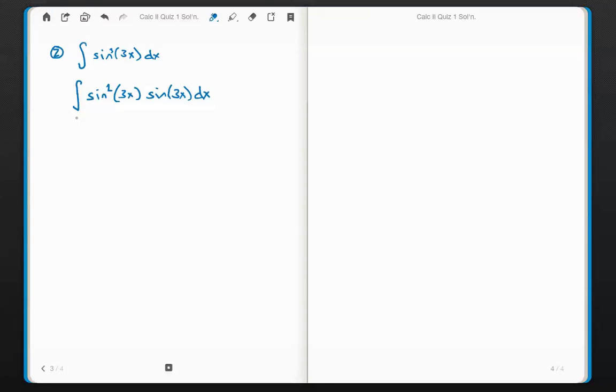Now, why would I do that? Because I can use the mother of all trig identities, which is sine squared is 1 minus cosine squared of 3x, times the sine of 3x dx. Now, some of you may look at this and say, that's not getting any better, it's just getting worse. Well, let's distribute this sine of 3x. Well, that's easy.